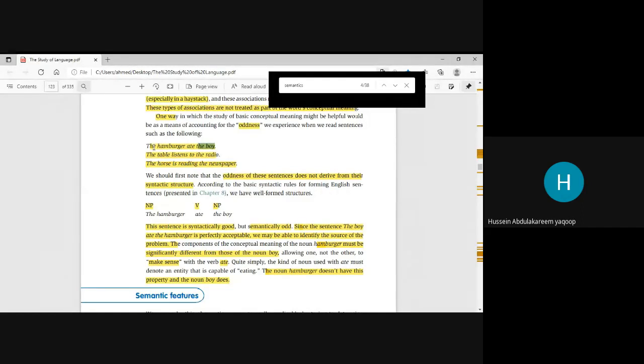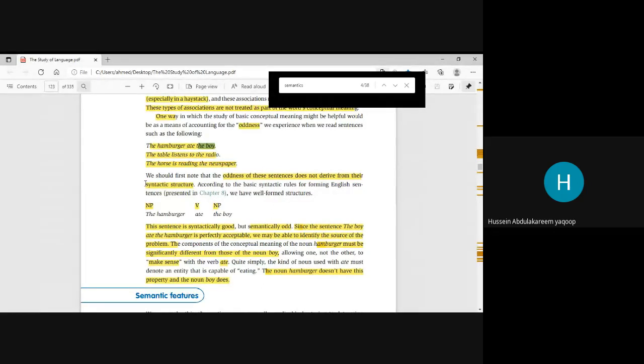Why? From a syntactic view, the order of the sentence is perfect. We have the subject, verb, and we have the complement. All these are okay. And semantically, it's okay also because the boy has the property of eating, of having a hamburger for maybe breakfast or dinner or whatever.